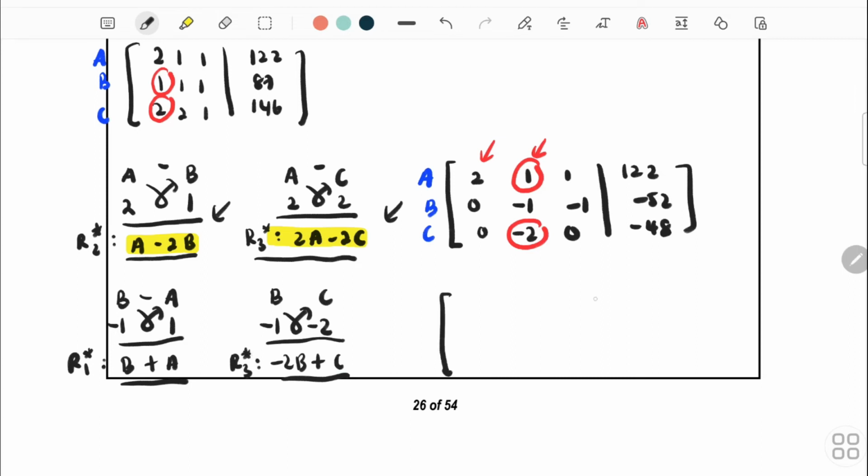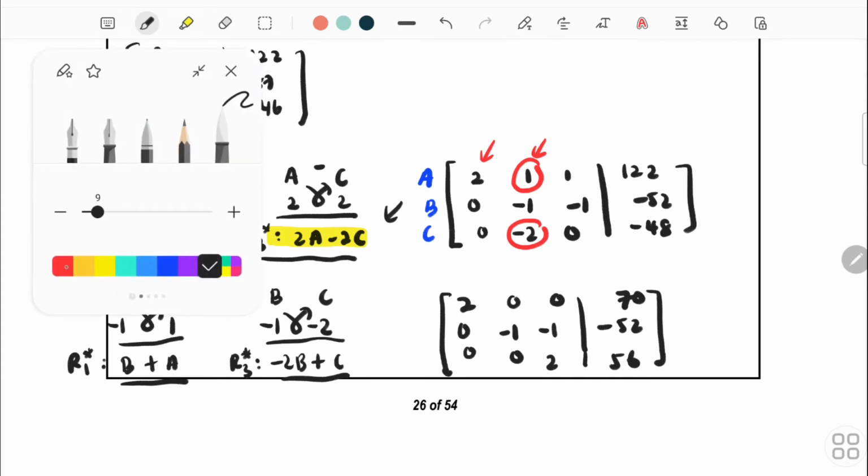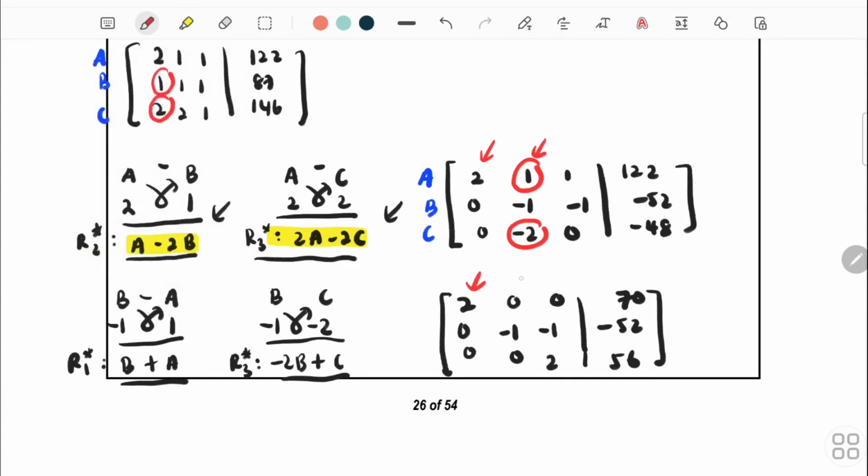Okay. So for this new augmented matrix, the second row just be the same as the previous one. So you just copy down 0, negative 1, and negative 52. And then find out the new R1 and the new R3 by using the calculator. So this is what you should get: 2, 0, 0, 70. And the last row you should get 0, 0, 2, 56. So now we have done the first column, second column, and now we are focusing on the third column.